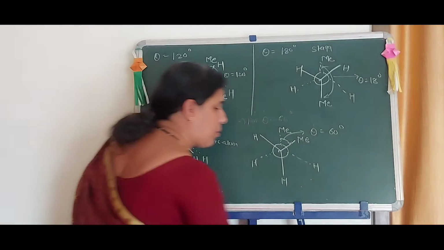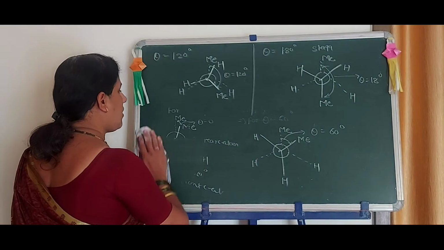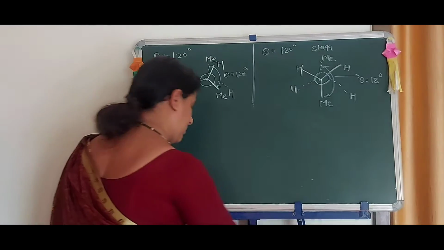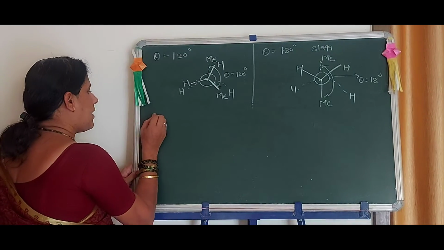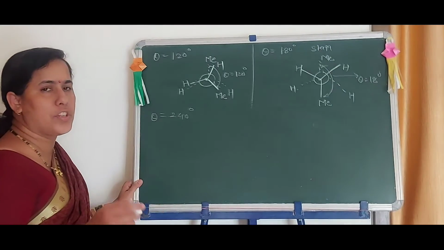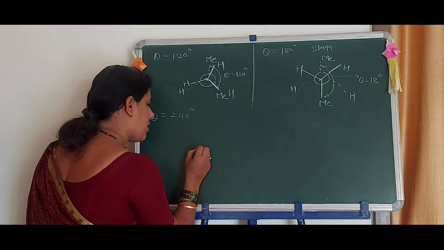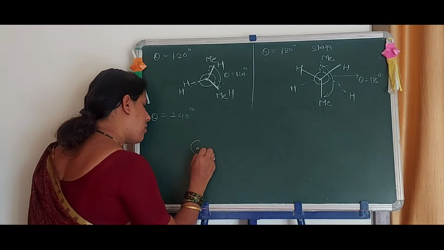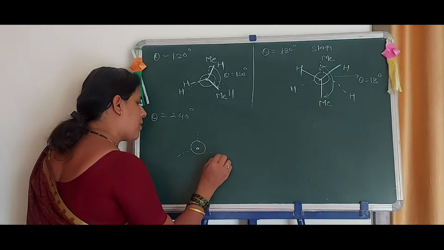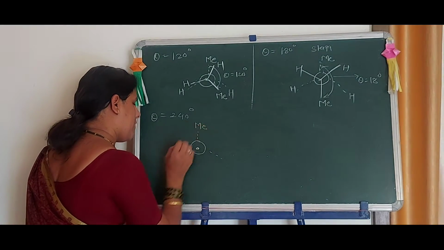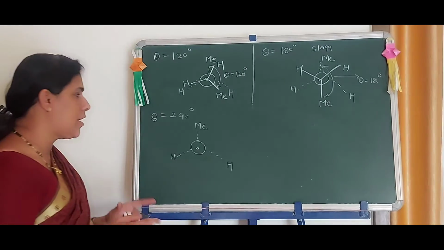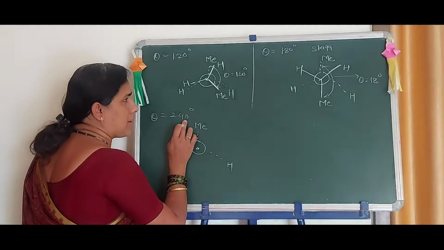Now next is 240 degrees. See here. Theta is equal to 240 degrees. Again it is an eclipsed structure here. Dot. You have to draw the circle as it is. Then you have to draw Me, H. This position you have to keep constant here. Now 240 degrees. Okay.